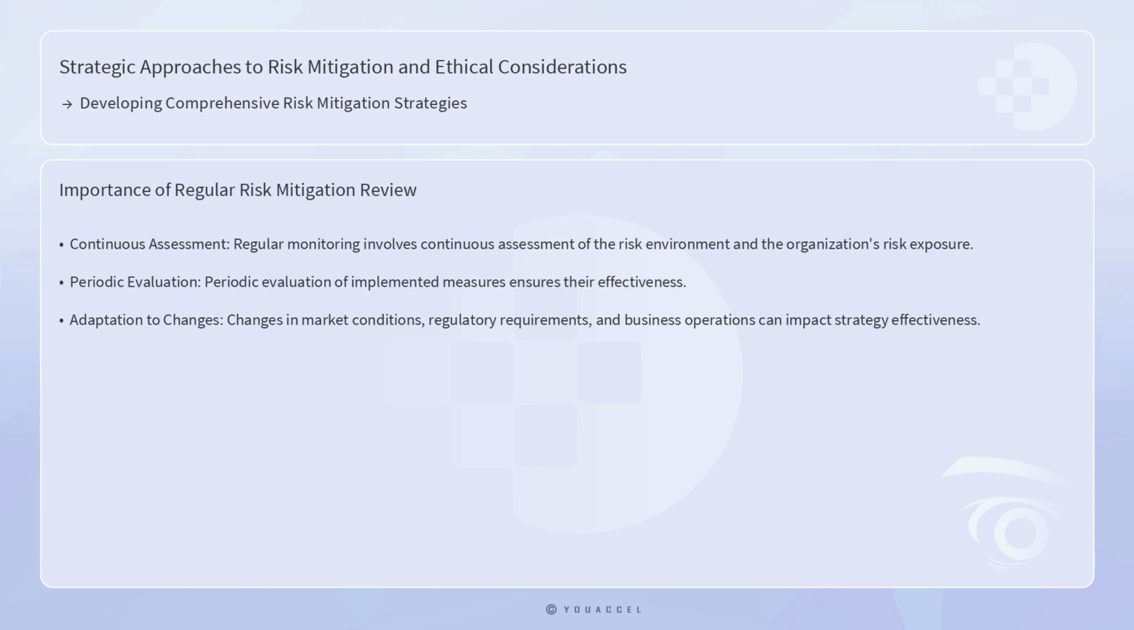Regular monitoring and review of risk mitigation strategies are crucial to ensure their effectiveness. This involves continuous assessment of the risk environment and the organization's risk exposure, as well as periodic evaluation of the implemented measures. Changes in market conditions, regulatory requirements, and business operations can all impact the effectiveness of risk mitigation strategies, making it essential to adapt and update these strategies as needed.